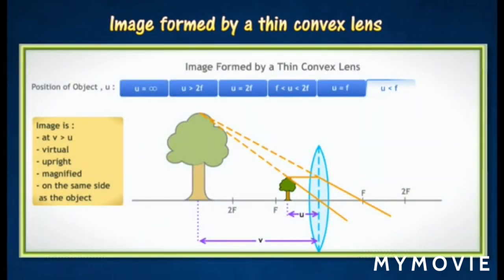When the object is placed in between f and the lens, the image will appear behind the object. The image formed is virtual, upright, magnified, and on the same side as the object. It is used as a magnifying glass and the eyepiece of a compound microscope.